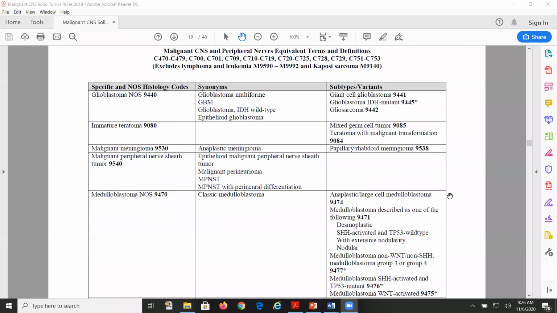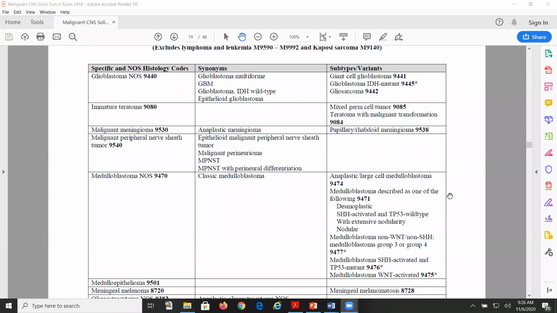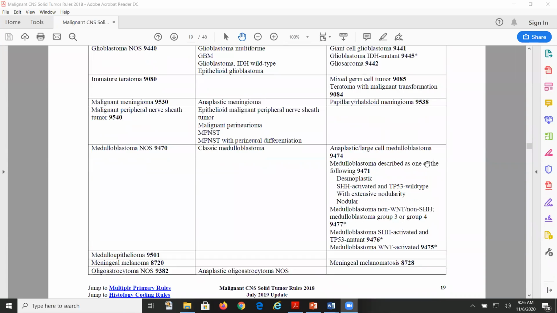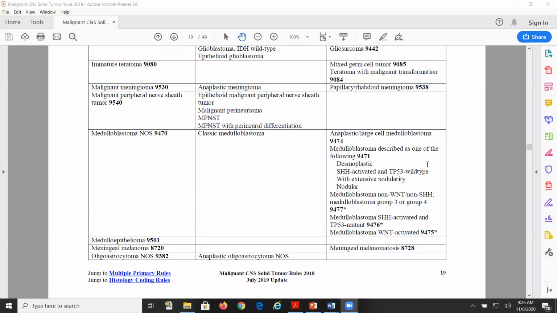So here we see in our glioblastomas, we have a new code 9445 for glioblastoma IDH mutant. And then there are 3 new histologies that are subtype variants of medulloblastoma NOS.